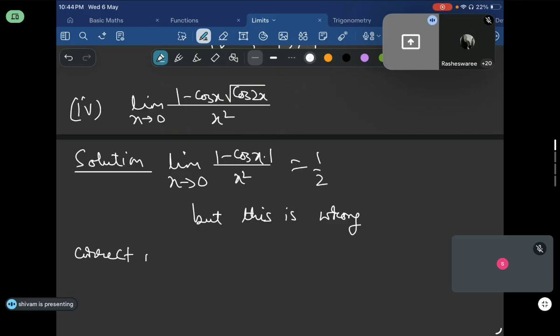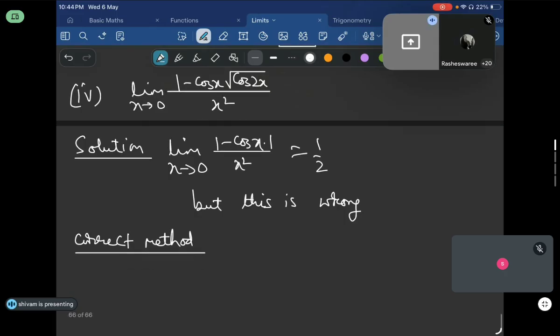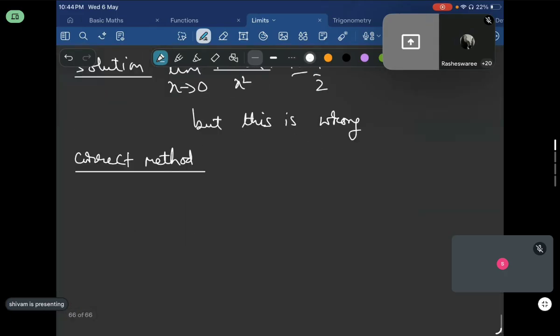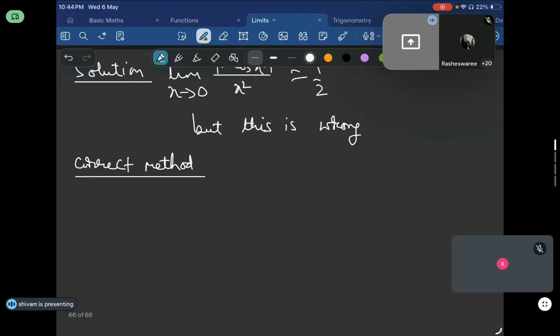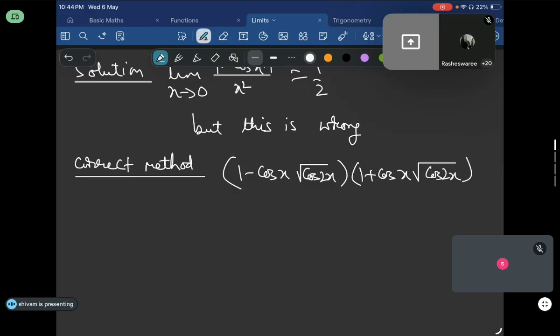Yes, Samragni, right answer. Correct method. See everyone, in the numerator we have got root a minus root b something. So apply rationalization. We'll get 1 minus cos x into root over cos 2x. Let us rationalize. Multiply by 1 plus cos x into root over cos 2x, divided by x square into 1 plus cos x into root over cos 2x.